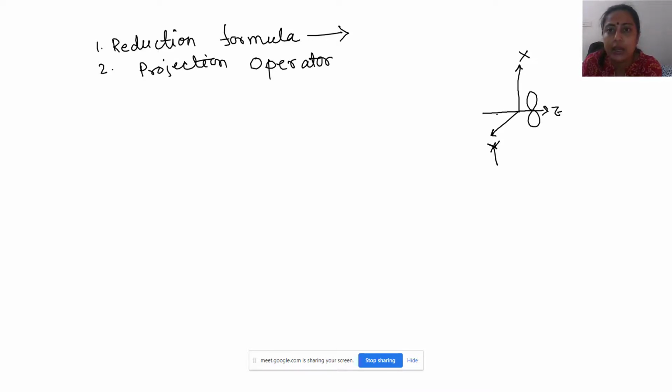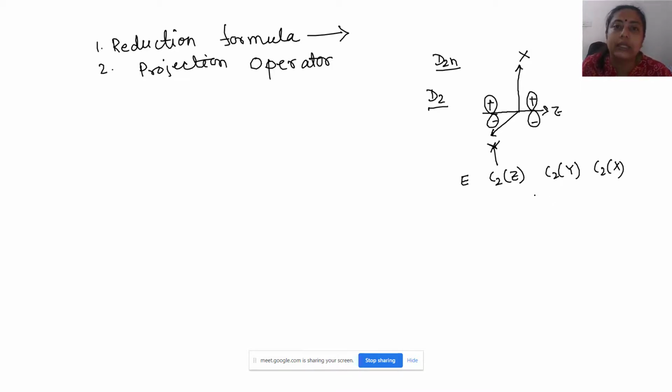Let me take the perpendicular p orbitals as my basis vectors. Now we know that ethylene is of point group D2h, but we are going to work on a subgroup, that is D2. So we are considering E, C2(z), C2(y) and C2(x). Here we must remember that during a symmetry operation, the basis functions or basis vectors which are unshifted are going to contribute to the character.